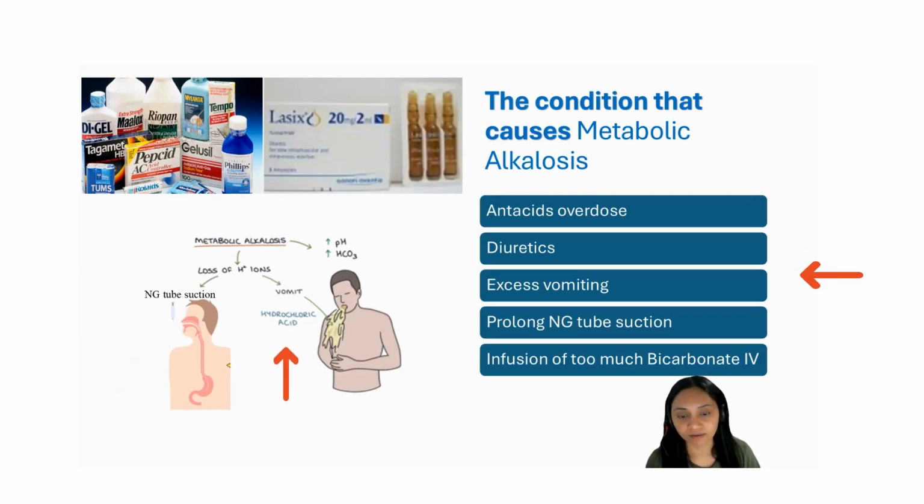Excessive vomiting. When we are vomiting, we are losing all the gastric juices, and the gastric juices are rich in acid. There is hydrochloric acid in the gastric juices, so we are losing acid. If the patient is on prolonged NG tube suction, then also we are losing the acid. Also, if the patient is on infusion of bicarbonate IV, so if we are treating the patient for metabolic acidosis, the patient is on bicarbonate drip, there are chances that the patient might end up in metabolic alkalosis as well.